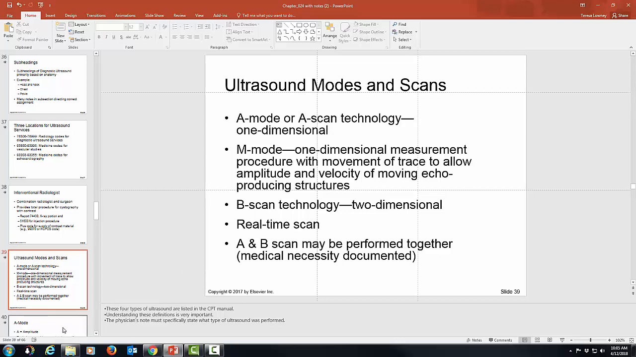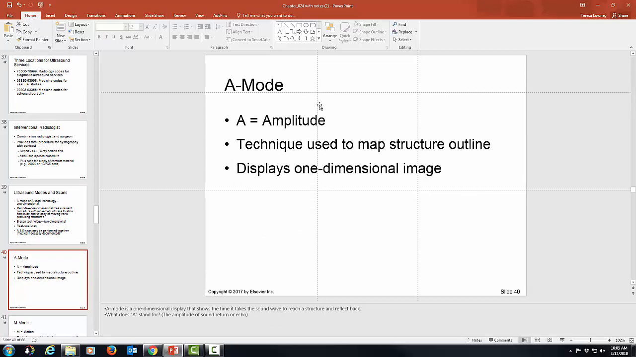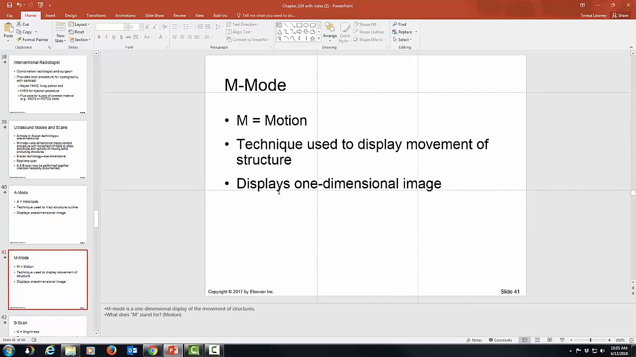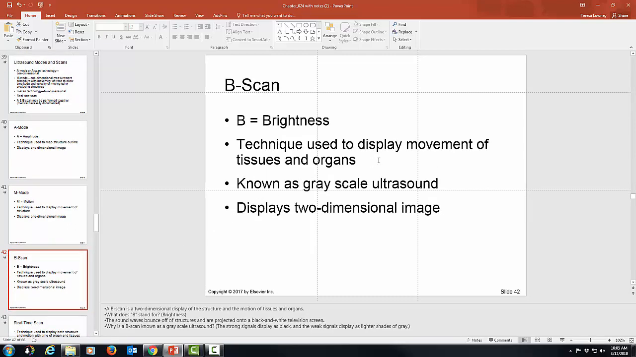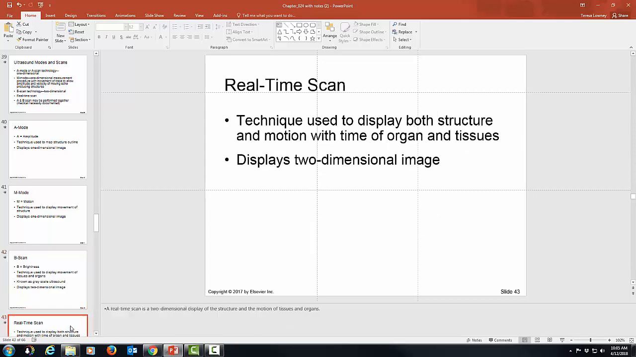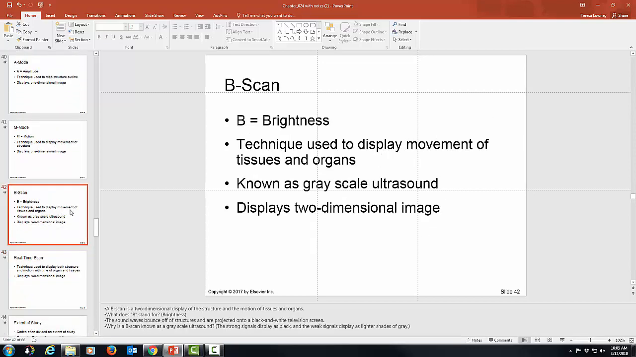Medical necessity needs to be documented. So again, A stands for amplitude. The technique used to map the structure online displays a one-dimensional image. So amplitude. M, motion. So just think of it as motion. B, brightness. This technique is used to display movement of the tissues and the organs. It's also known as a grayscale ultrasound, and it produces a 2-dimensional image. Why is it known as a grayscale? The strong signals display as black, and the weak signals display as a lighter shade of gray.